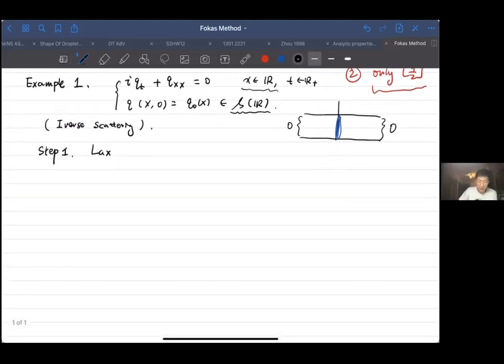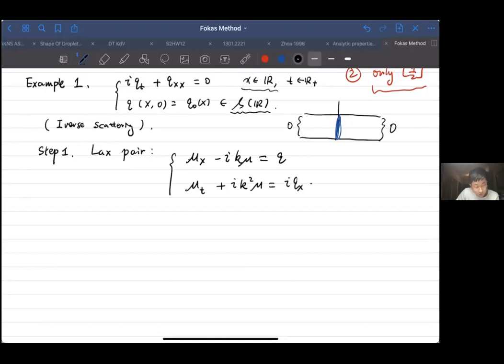Let's solve this equation by inverse scattering. First, the Lax pair. For this equation, it's very easy to find the Lax pair because it's a linear evolutionary constant coefficient PDE. So we can find the Lax pair: mu_x minus ik mu equals q, where k is a spectral variable and q is the potential of the equation. And mu_t is also very easy to find: it involves i q_x minus k q.